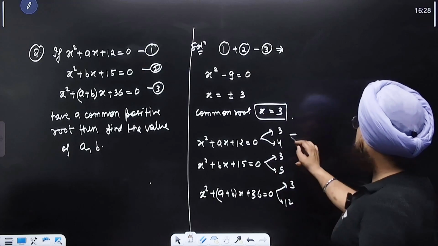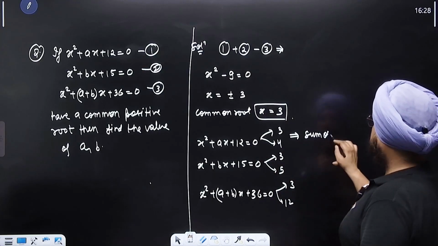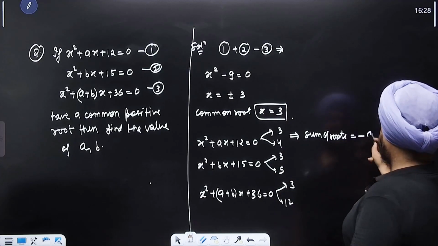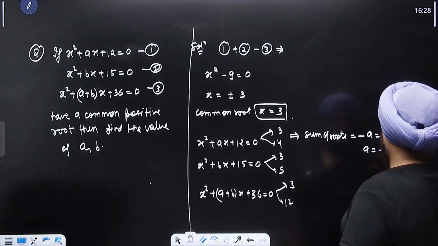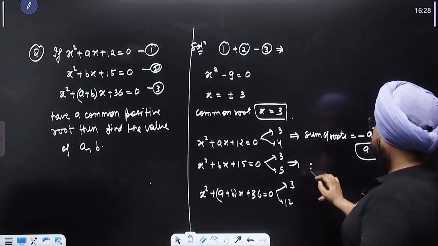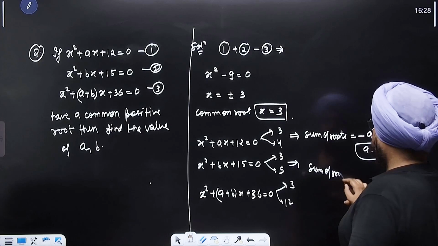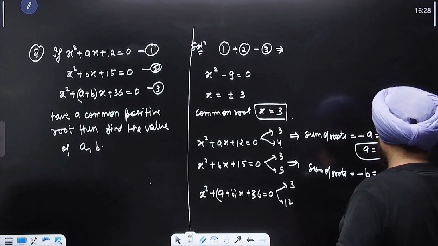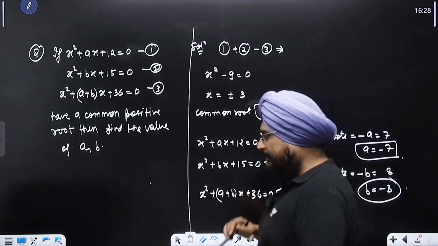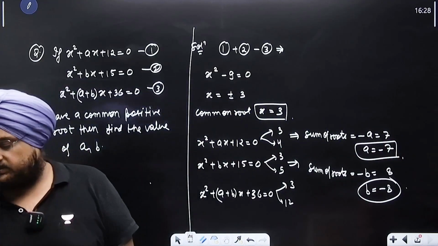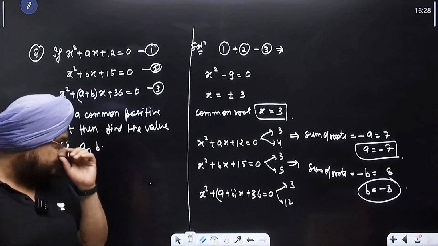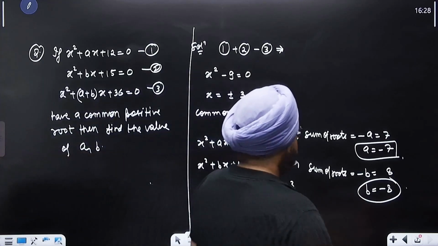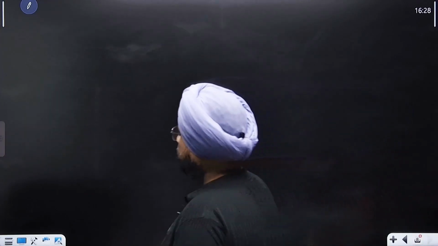Sum of roots of this equation is minus a, which is 7, so a is equal to minus 7. Sum of roots is minus b, which is 8, so b is equal to minus 8. A equal to minus 7, b equal to minus 8. We have found the values of a and b. Next question.